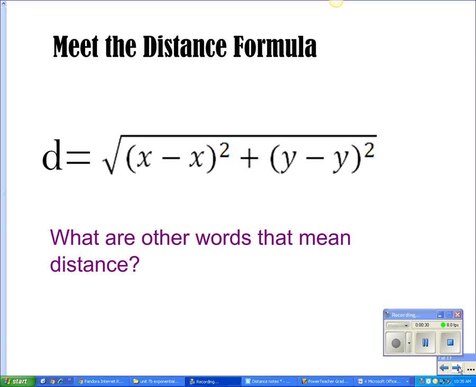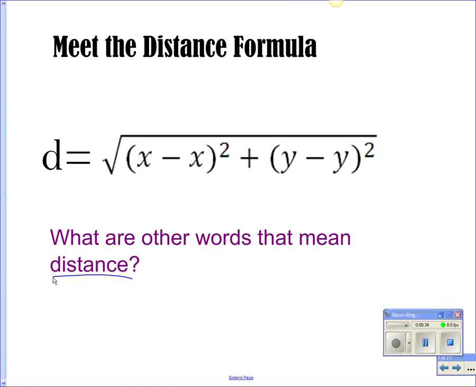All right. Can anybody else think of the other word that means distance? Good. Did you look at your handy sheet? That's okay if you did. All right. So distance and length are the two words that should be written on your paper. The words distance and the word length should be written somewhere on your paper.